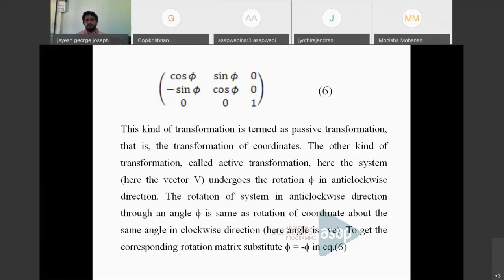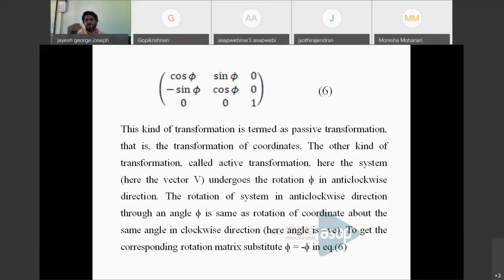Here the vector V undergoes a rotation phi in the anti-clockwise direction. The rotation of the system in the anti-clockwise direction through an angle phi is the same as rotation of the coordinates through the same angle in the clockwise direction. Here I consider the two coordinate axes taken as x and y, and here this is our vector.